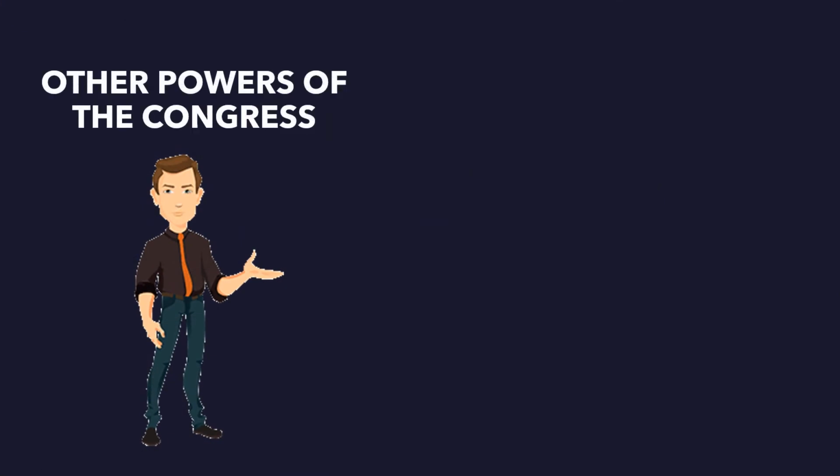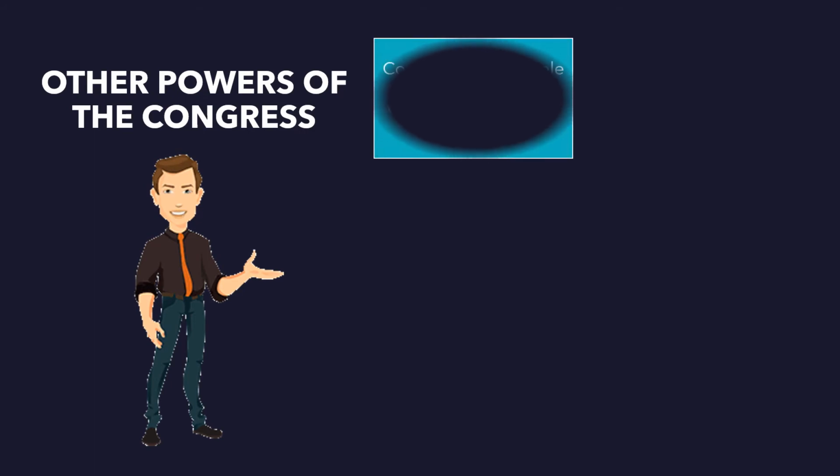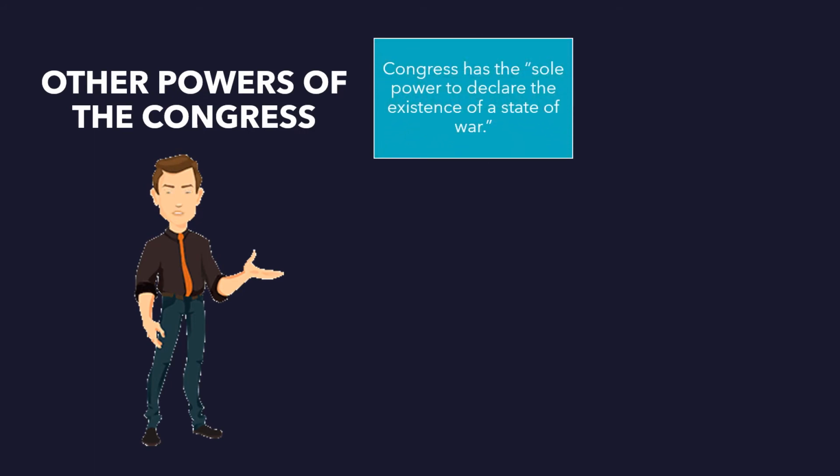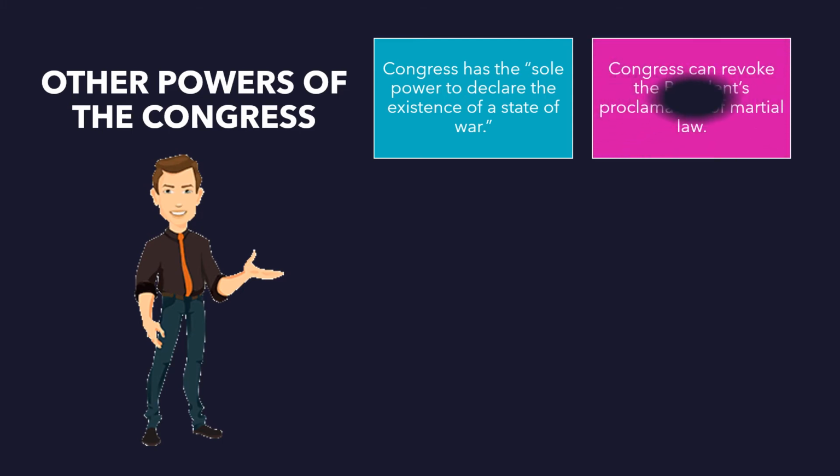Let us also talk about the other powers of the Congress. The first one is that Congress has the sole power to declare the existence of a state of war. According to Section 23, Article 6 of the Constitution, a vote of two-thirds of both houses voting separately is needed in order to declare the existence of a state of war. Congress can revoke the President's proclamation of martial law. This can happen by a vote of at least a majority of all members of the Senate and the House. If requested, Congress can also extend the period of martial law beyond the mandated 60 days.